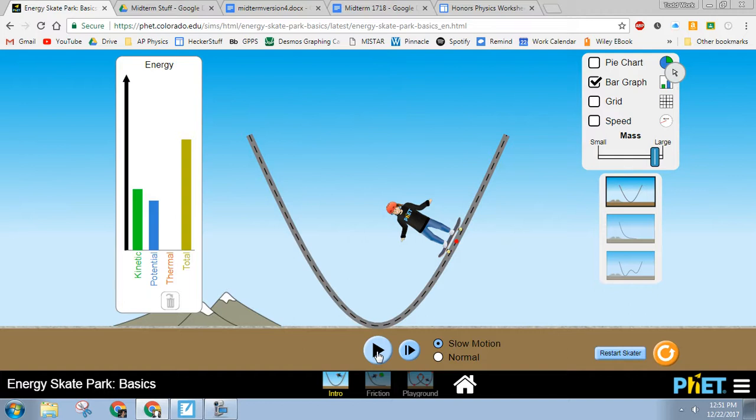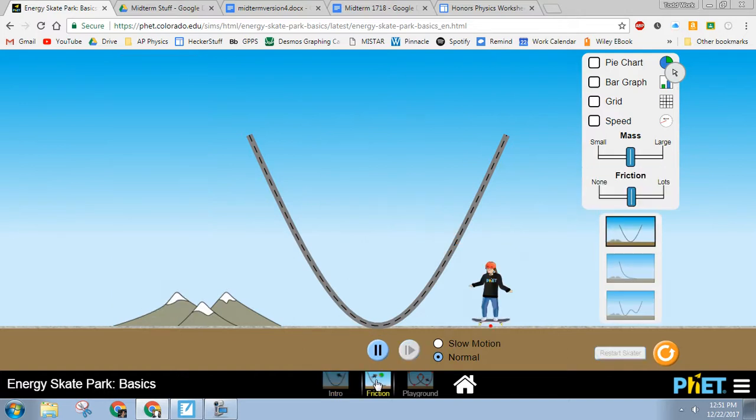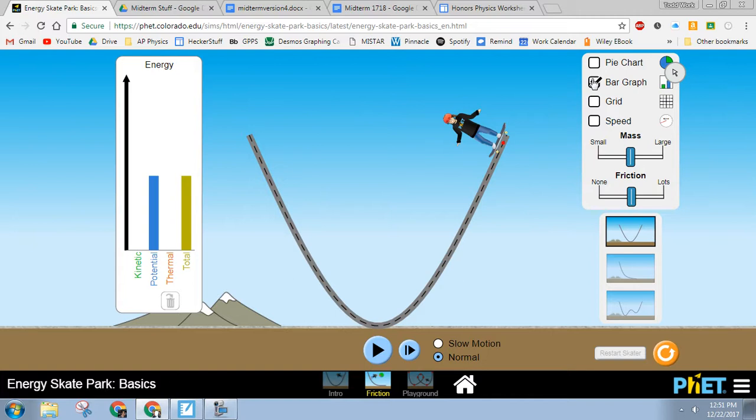Okay, yeah? So just for chuckles, can I turn friction on? It's in a dark square at the bottom. Oh, gotcha. Right, thanks. All right, so what do you think is going to happen, you guys? Some of the energy is going to turn into thermal energy. Yeah, so let's turn on our graph. Let's increase his mass a little.